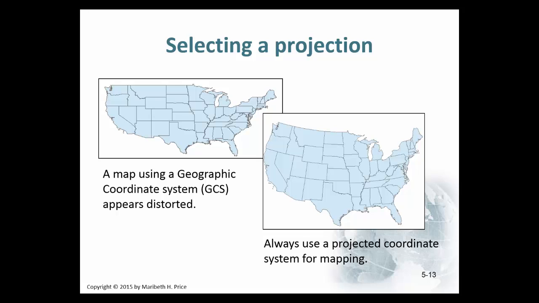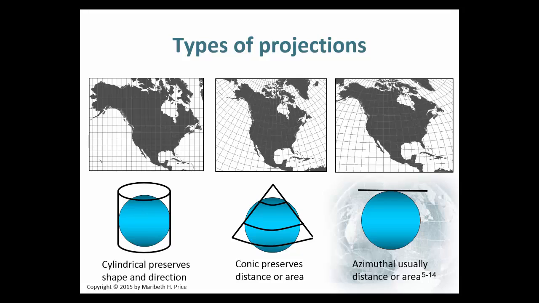Coordinate systems are an important factor when designing a map. You can see the differences between the geographic coordinate system in the upper left versus the projected map on the right. There are many different types of map projections, each having their own advantages, disadvantages, or distortions. We'll look closer at coordinate systems in a later chapter.